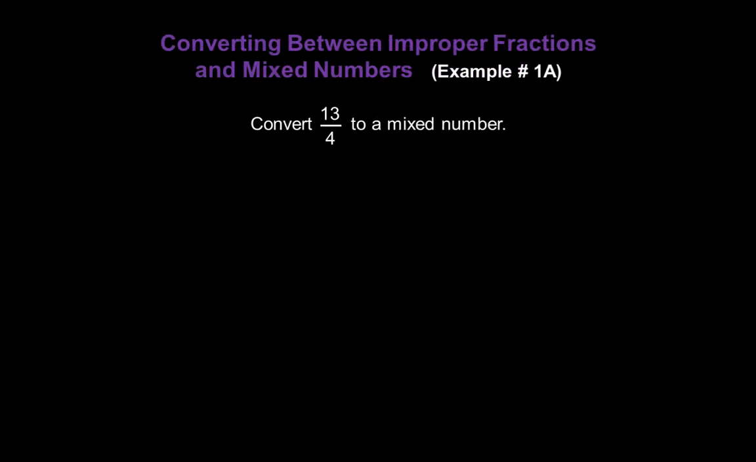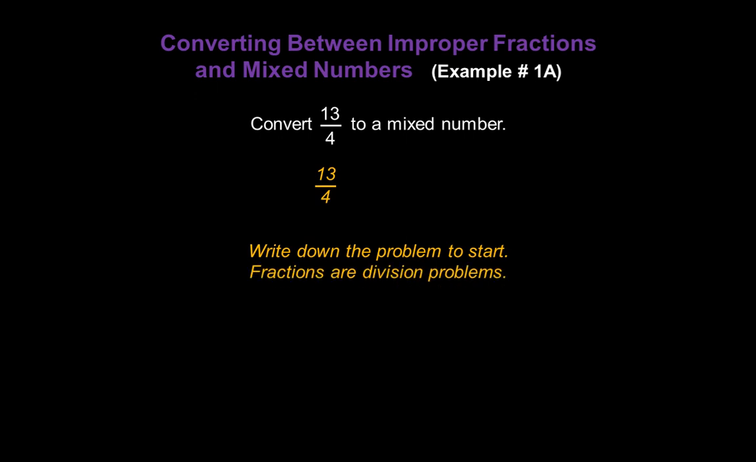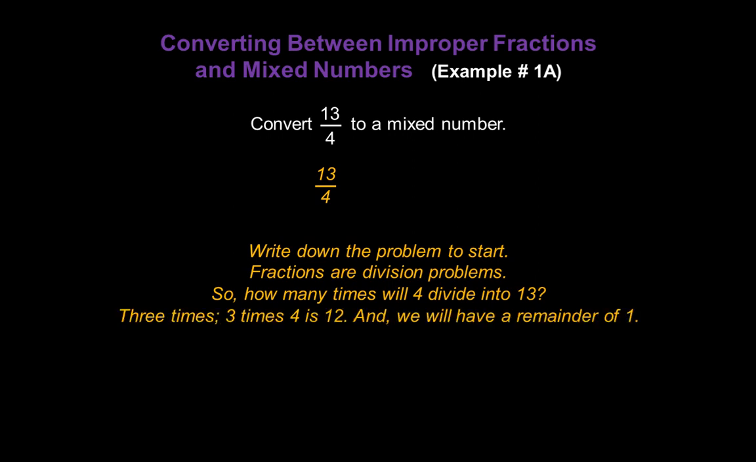Now let's work a few examples. Convert 13/4 to a mixed number. First, write down the problem to start. 13/4. Fractions are division problems, so we have to find out how many times 4 will divide into 13. It goes 3 times, because 3 times 4 is 12. That's as close as we can get to 13. And we'll have a remainder of 1.